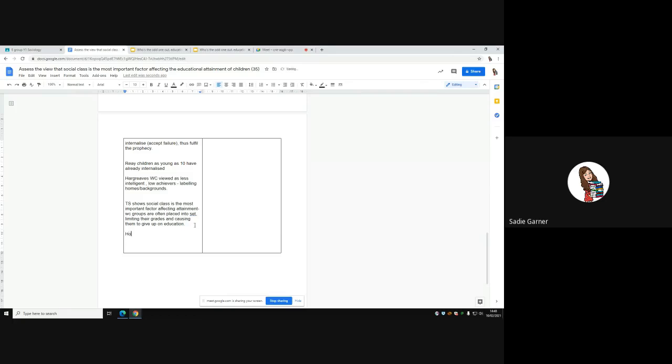However, for Blackman, Mirza and Gilborn, people of colour often experience labelling and setting and streaming as well.